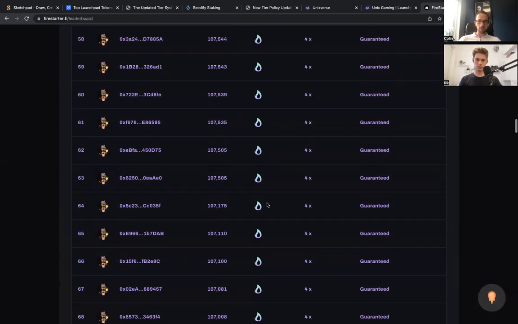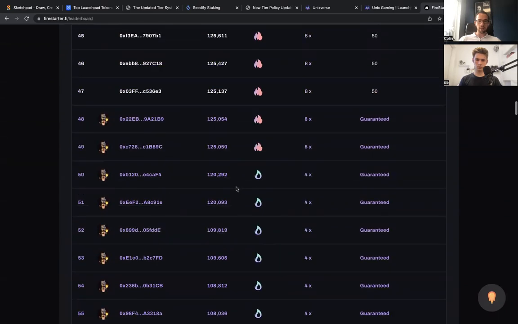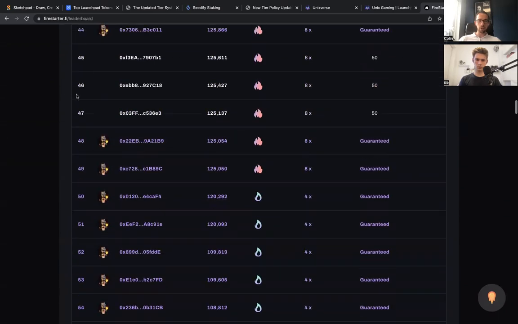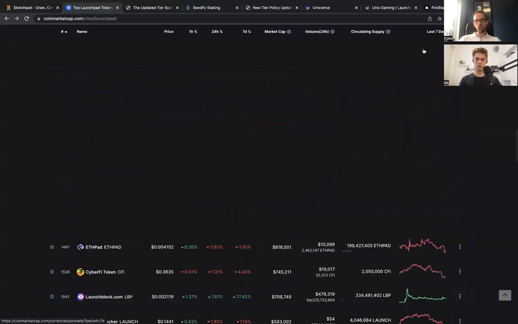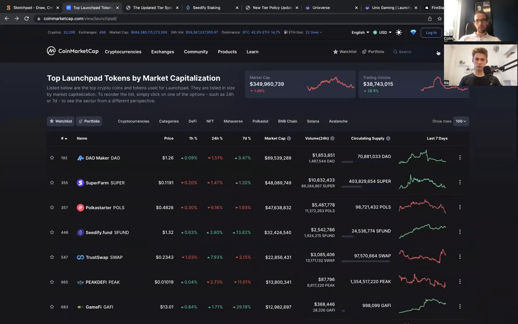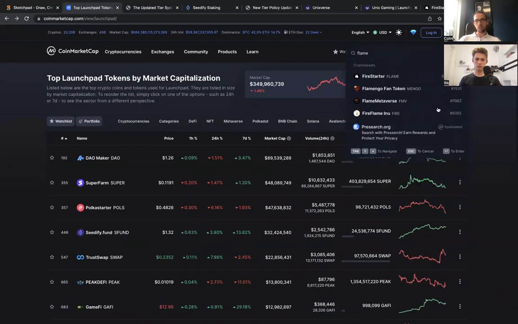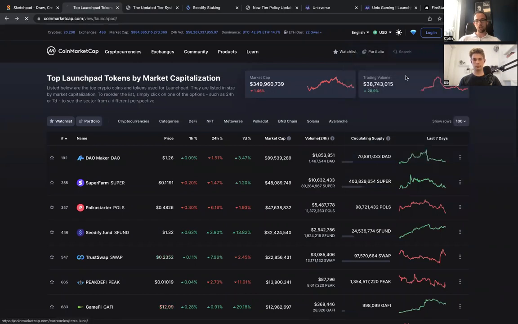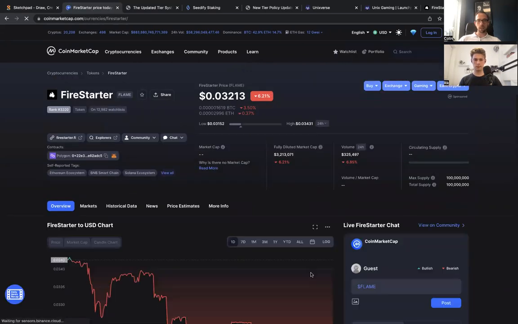So for guaranteed allocation and then the highest tier, you need to have 125 power. Then I assume it's like a 1-to-1 ratio, depending on how long you stake it. I'm not too sure, but let's look at what that flame token costs at the moment. Not that much, I think. It used to be quite good, but it has gone down a lot.